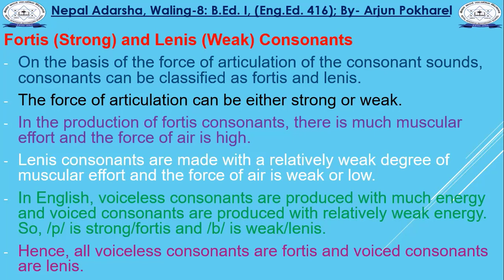Fortis consonants are the strong ones. Strong in the sense that they need much force while producing them. Much energy, much muscular tension is there in the production of fortis or strong consonants, but in the production of lenis consonants, just the opposite happens. We need less energy, we consume less energy in the production of lenis or weaker consonants. In this way we define fortis and lenis or weak consonants. Sometimes in the objective question, you might have this question.